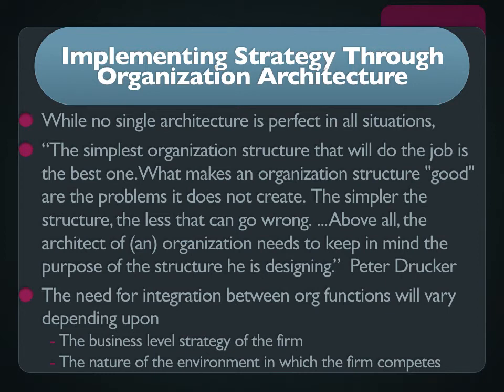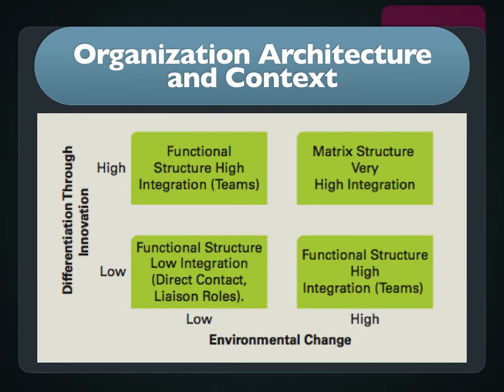So, the need for integration between organizational functions will depend upon the business level strategy of the firm and the nature of the environment in which it competes. We might think of a situation in which there's high environmental change and differentiation through innovation. If there's little environmental change and little differentiation through innovation, then functional strategies with low interaction, direct contact, and liaison roles may be the most effective strategy. It's the simplest, so there's less that needs to be done. But in highly complex situations with lots of change, you may need something more complicated like a matrix structure.